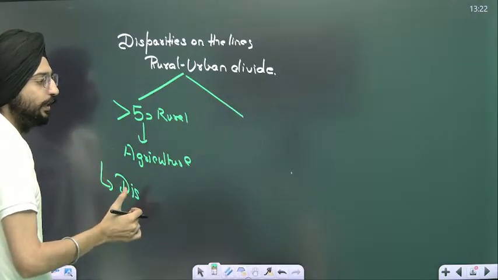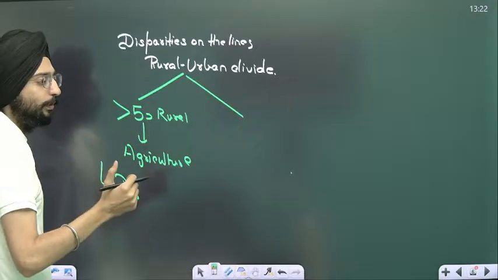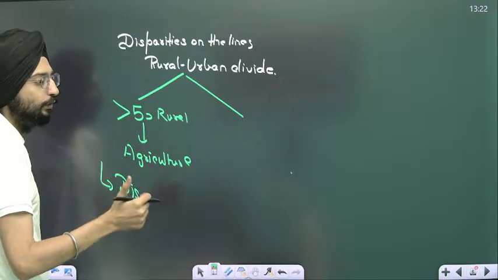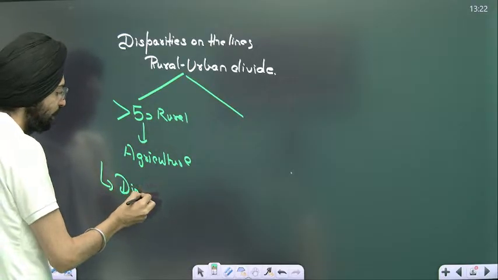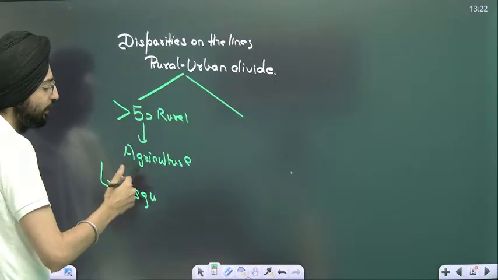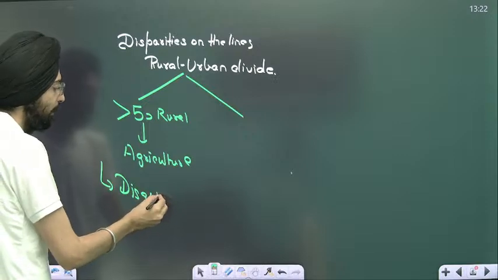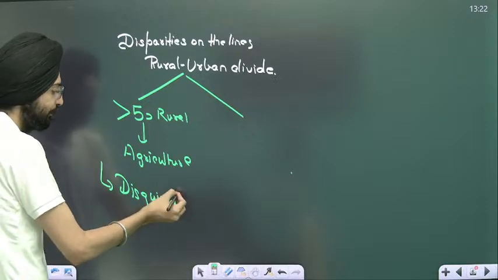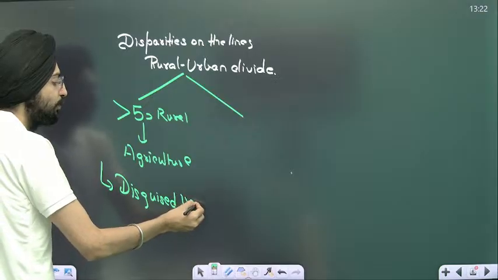What's marginal productivity? It's when you employ one more member in order to produce one extra unit of output. But that has been zero. So marginal productivity is zero, and that means there is a lot of disguised unemployment. People seem to be working, but they are not.